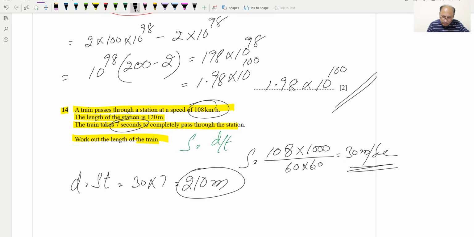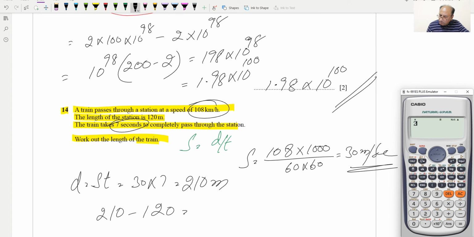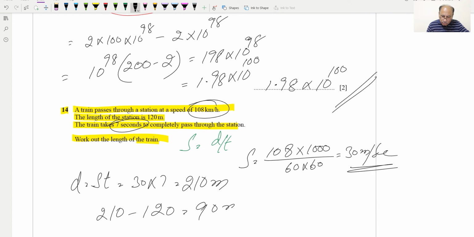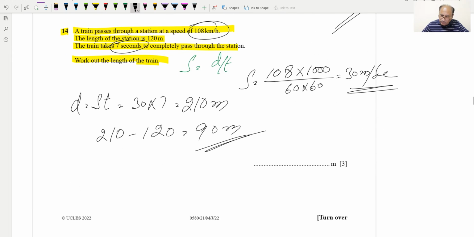Now 210 meters is the distance, out of which 120 is the length of the station. So 210 minus 120 will be equal to 90 meters. So 90 meters will be the length of the train. We can write here 90 meters, and this is a 3-mark question, which is done.